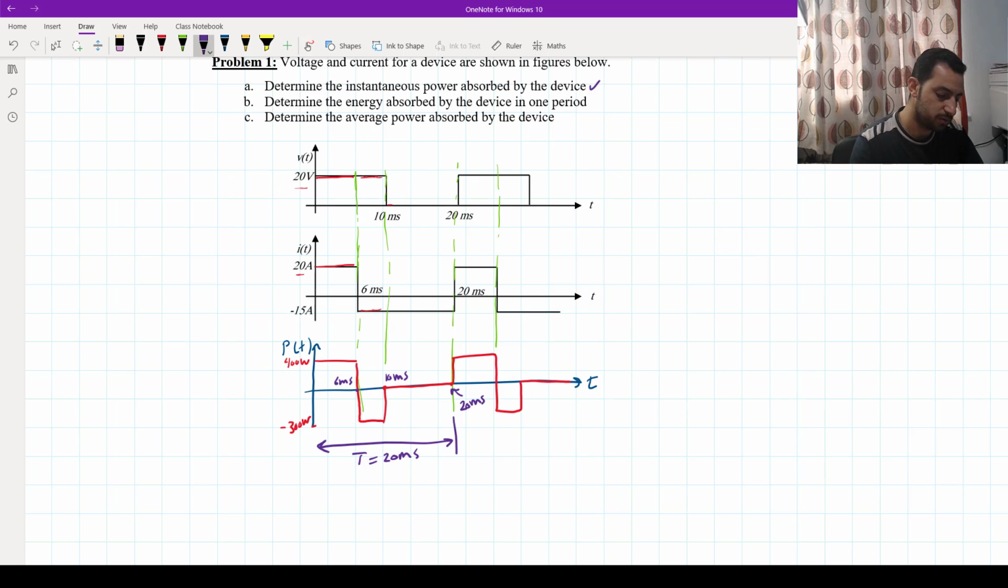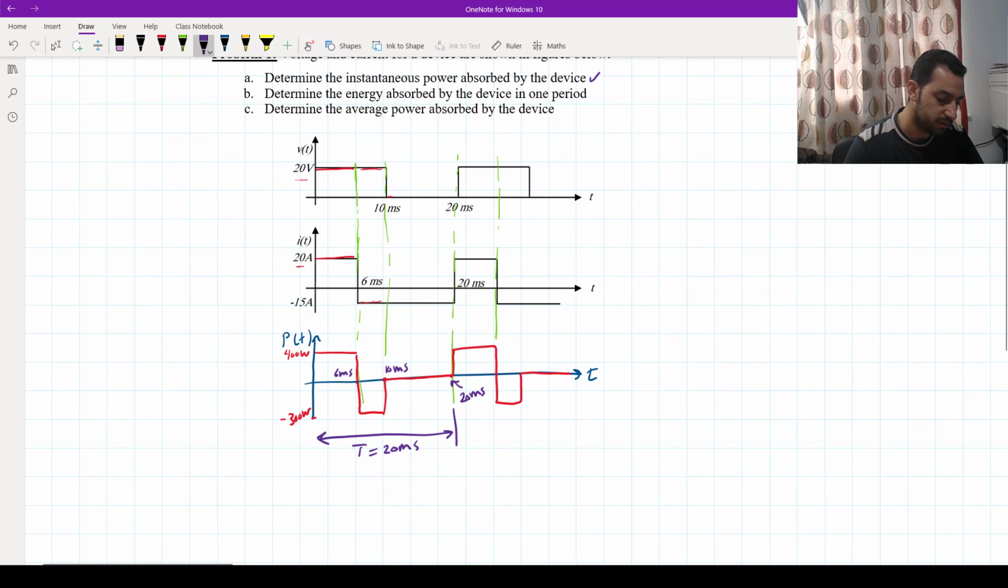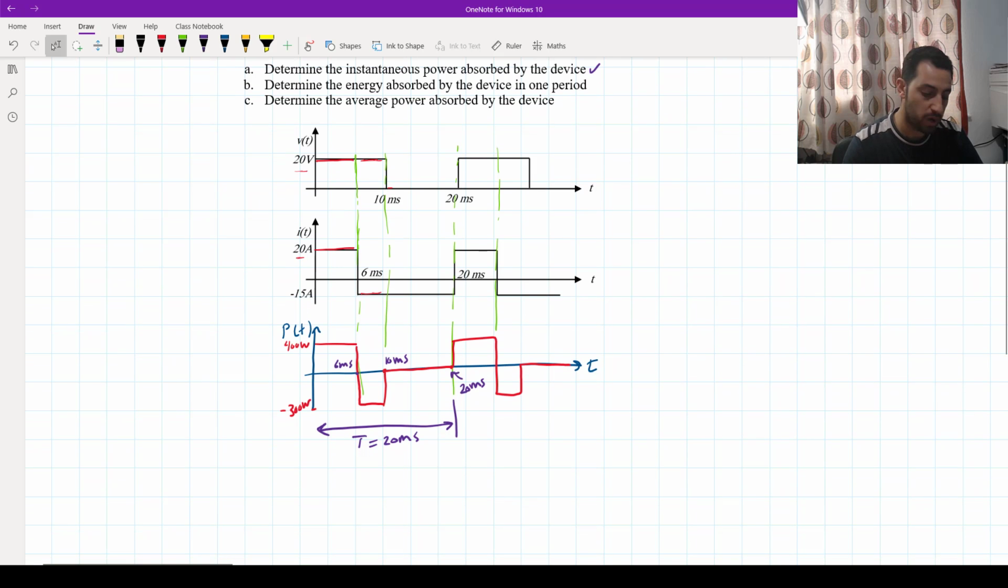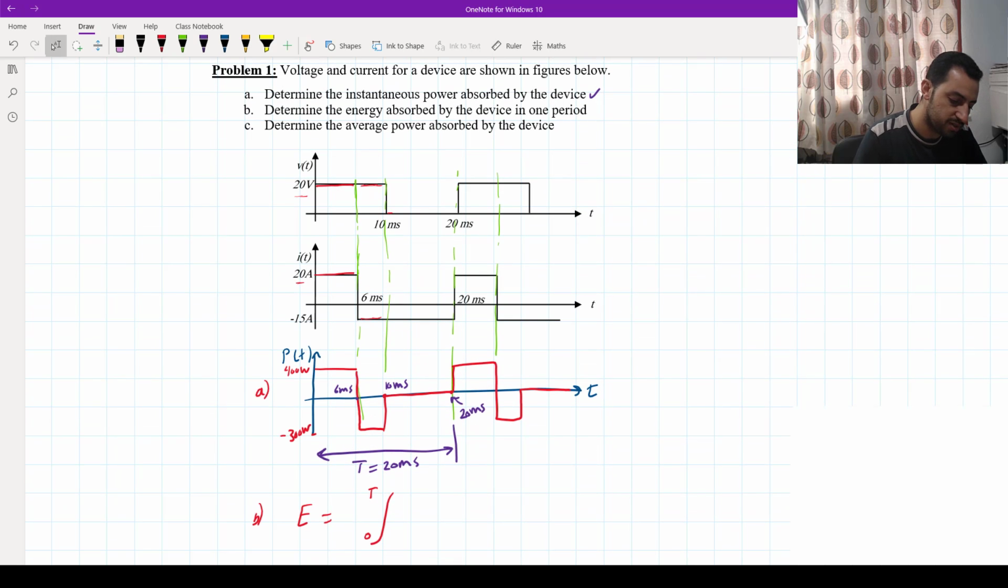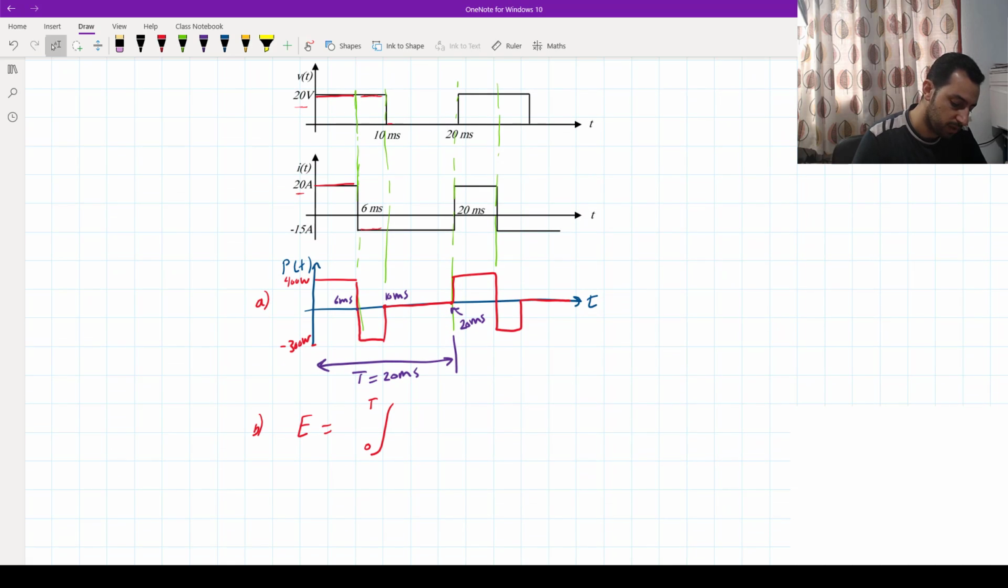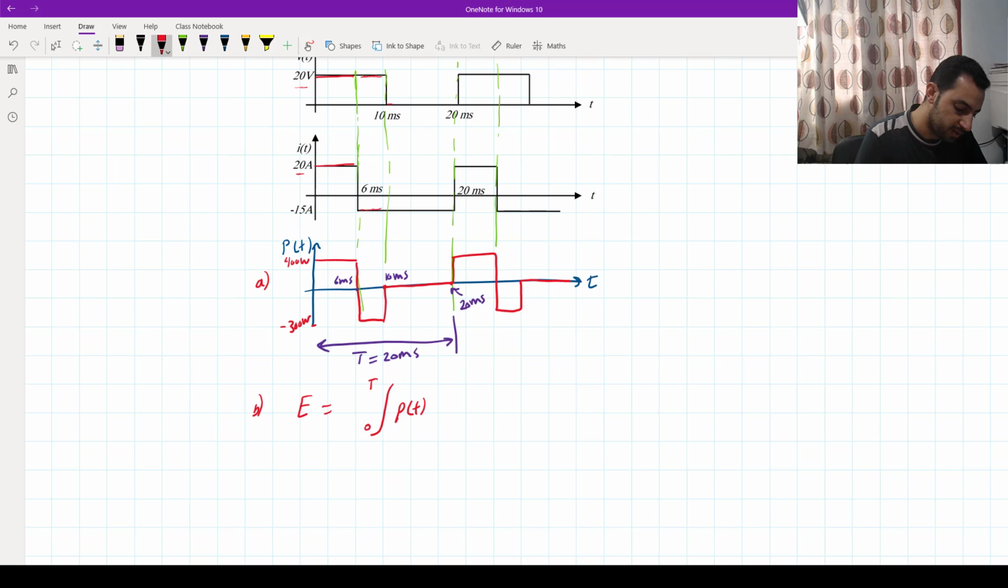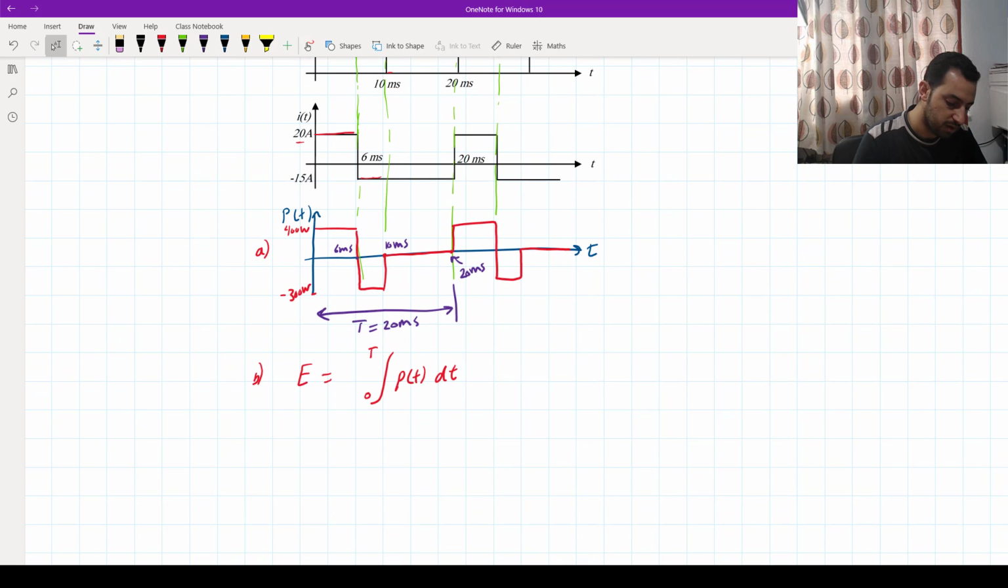Now what is B? We finished the first one. Determine the energy absorbed by the device in one period. We know that the energy equals the integration over the period, because the question says in one period, of the instantaneous power that we got. And the instantaneous power has some portions. The first portion is from 0 to 6 millisecond. The second portion is from 6 millisecond to 10 millisecond, and the third portion is 10 millisecond to 20 millisecond, which is 0, so we don't need to consider it.